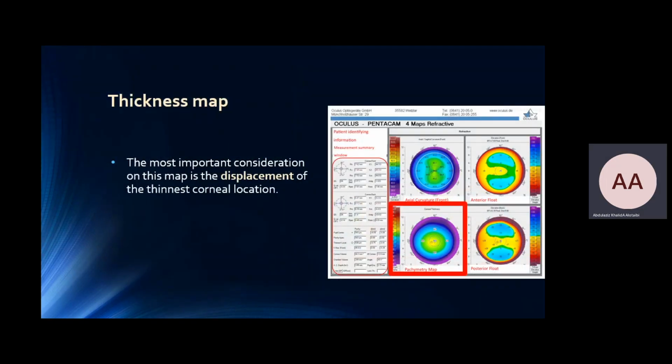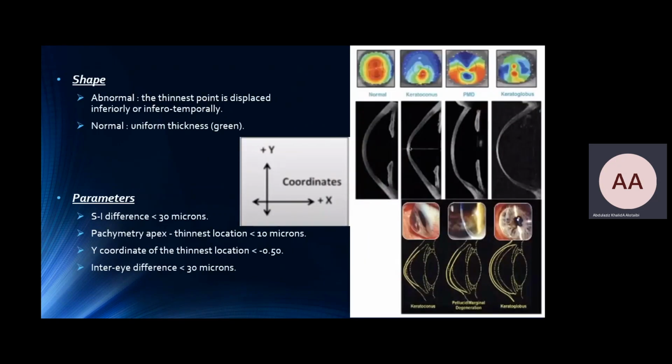Coming to the last map of our 4 refractive maps, the most important consideration in this map is the displacement of the thinnest location. Again, shapes and numbers. The normal shape is uniform thickness in green or concentric rings. Abnormal shapes are displacement of the cone, or the shapes that we'll discuss shortly. Parameters include the superior-inferior difference of less than 30. If it's more than this, then this is suspicious. Pachymetry apex thinnest location difference should be less than 10 microns. And the Y coordinate, or the vertical displacement, should be less than minus 0.5.